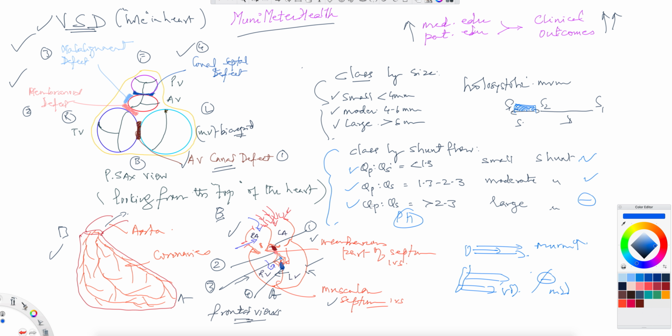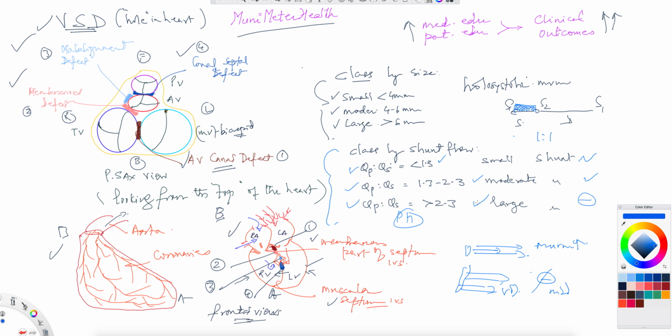And of course, the QP/QS ratio is the volume of flow that's traversing through the pulmonary circuit compared to the systemic circuit. Normally the pulmonary and systemic circuits should be the same, obviously, because whatever is going to the pulmonary is going to the systemic. Remember that. That's as simple as that. So the ratio normally should be 1 to 1. But when the QP/QS ratio increases from 1 to 1.3, that is considered a small shunt. This is considered a moderate shunt, and more than 2.3 is considered a large shunt.